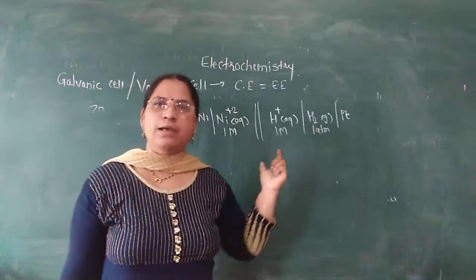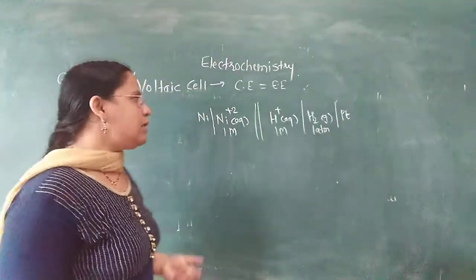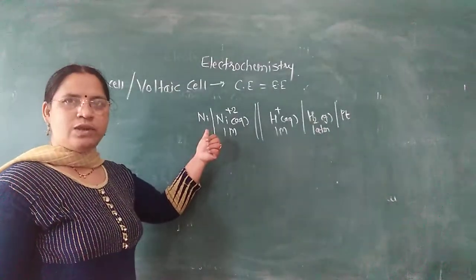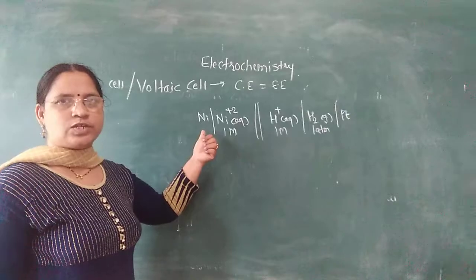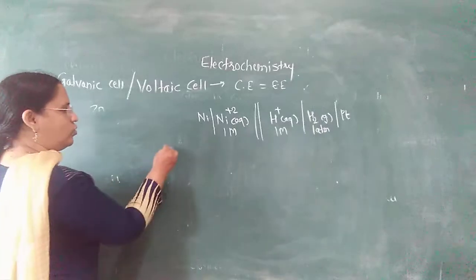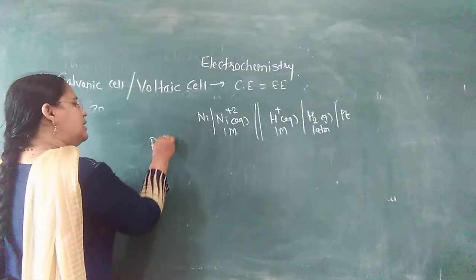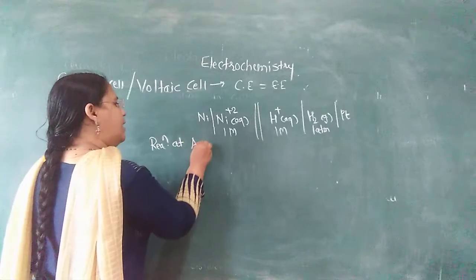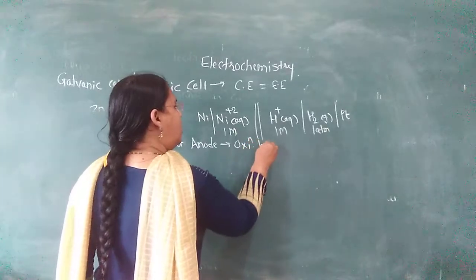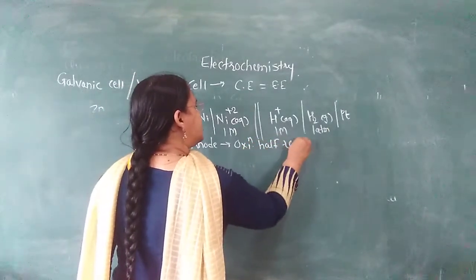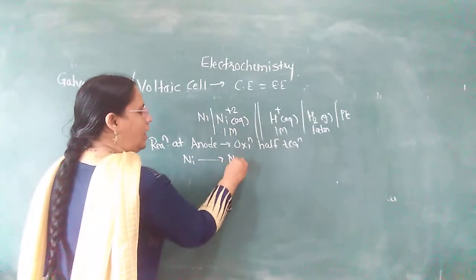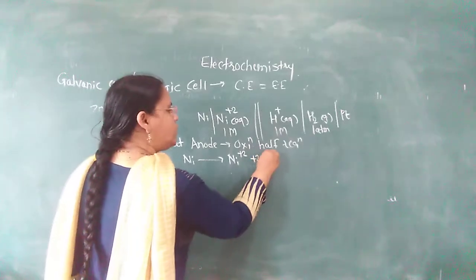Now what is the question generally? Write the cell reactions for this one. So how do we write the cell reaction? As we know from the notation, nickel is placed on the left hand side, so it undergoes the oxidation half reaction, so it acts as the anode. And the other one acts as the cathode. So what is the reaction at the anode? Oxidation half reaction. Which undergoes oxidation here? Ni. Ni is converted to Ni+2 with loss of 2 electrons.